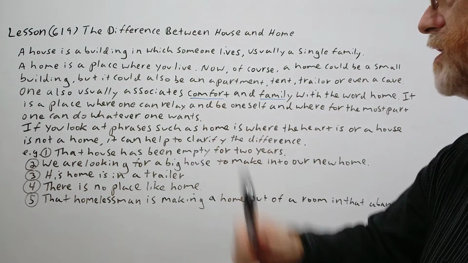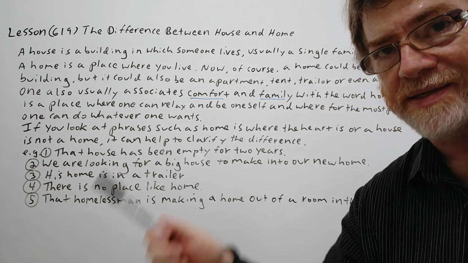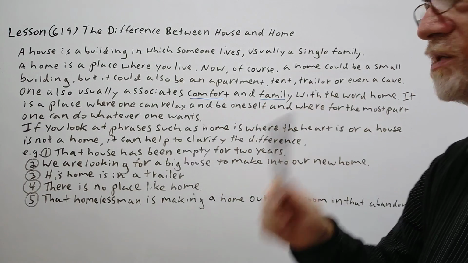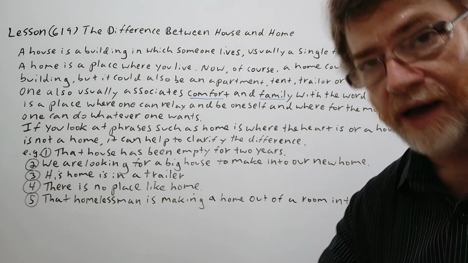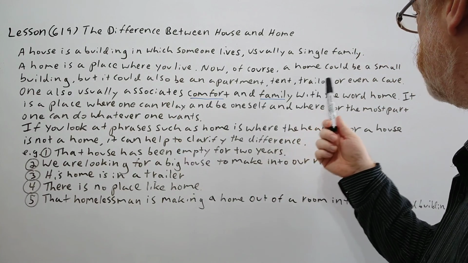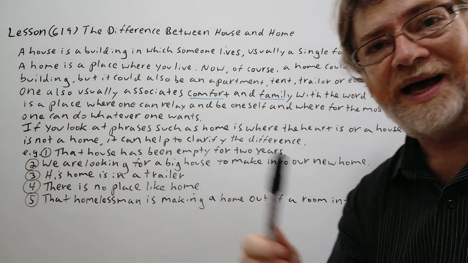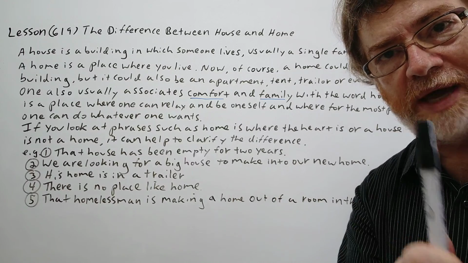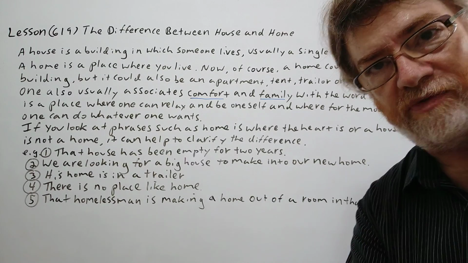A home is a place where you live. So somebody has to live there to be a home. Now, of course, a home could be a small building, so it could be a house, but it could also be an apartment. It could be a tent. It could be a trailer, or it could even be a cave. It could be someplace in nature, as long as this is the place that you made it where you live and you are comfortable with it.